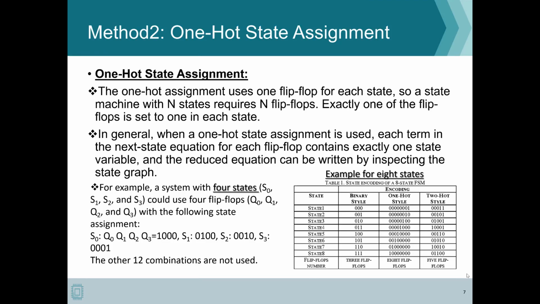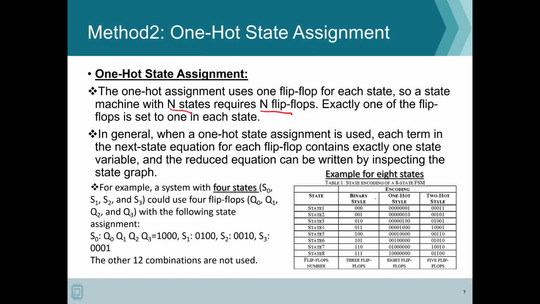Now we see the second method, which is called the one-hot state assignment or encoding. This type of assignment is to assign codes to your states in your state transition diagram or your next state table. In the case of the one-hot assignment, we actually use one flip-flop for each state. So if you had n states, then we will actually use n flip-flops.